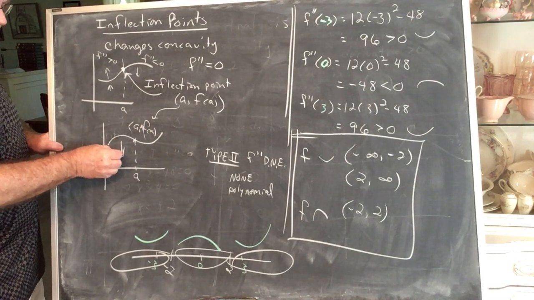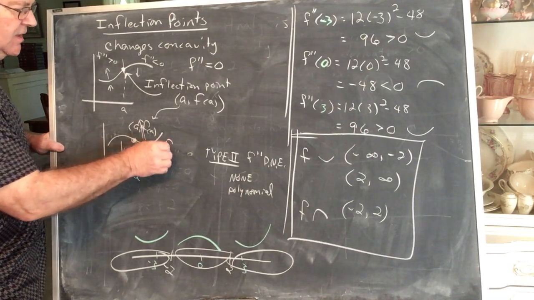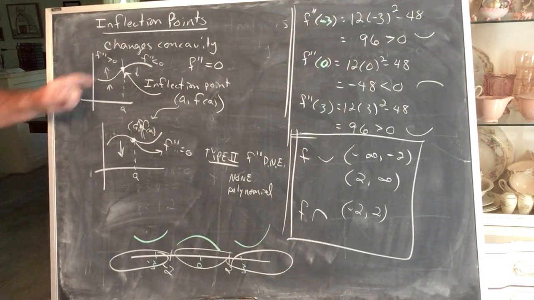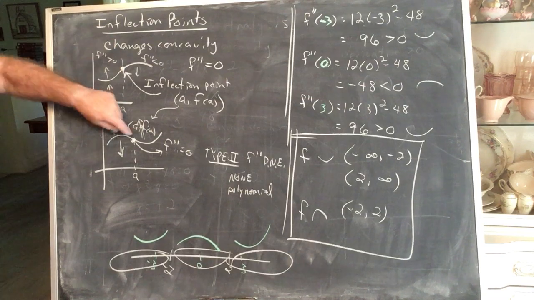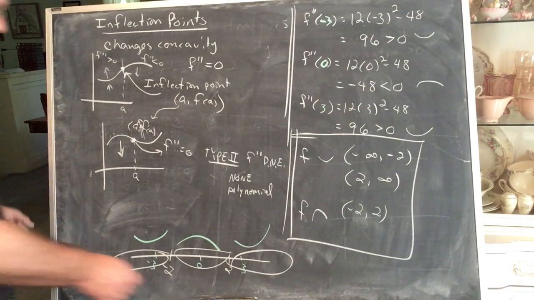Similarly, here is concave down, it's concave up. The second derivative is negative, the second derivative is positive. At that point, the second derivative is equal to 0. So, if the second derivative is equal to 0, that is a potential inflection point. It can also occur where the second derivative is undefined.